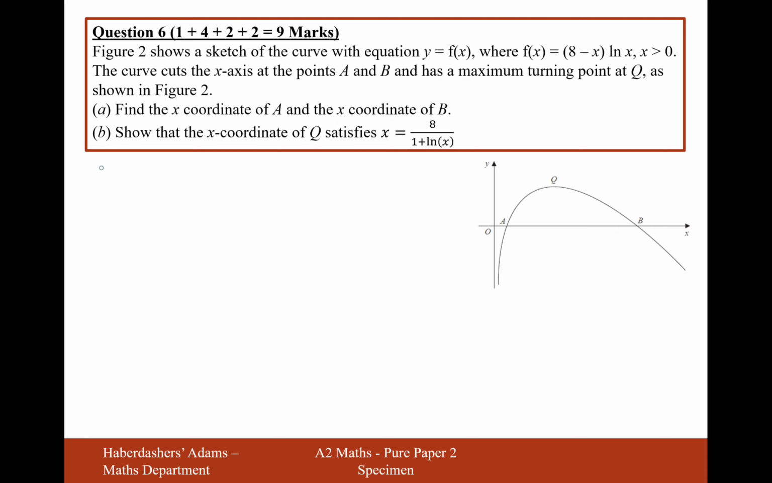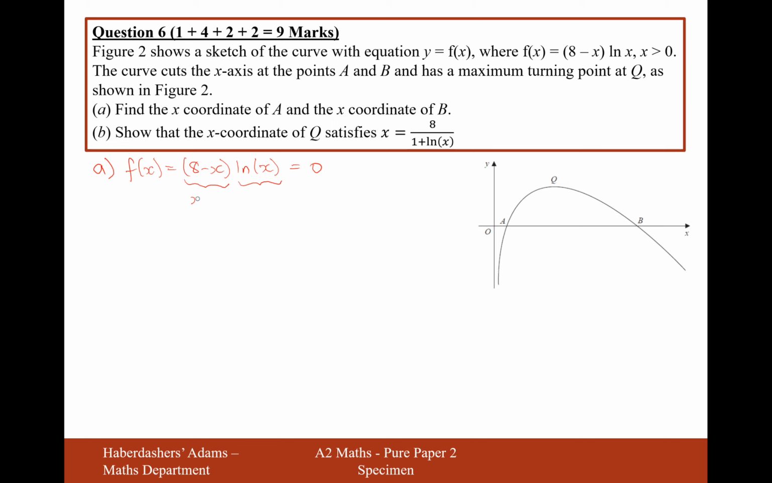So to answer this question, we just have to look at the function really. f of x is equal to x minus 8 times by ln x. Now when a function hits the x-axis, the y-coordinate of it is equal to 0. So we're looking for when the output gives us 0. And we've got two parts of the function here. We've got 8 minus x and ln x. So what x values will make each of these parts equal to 0?